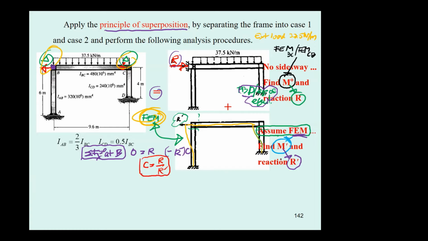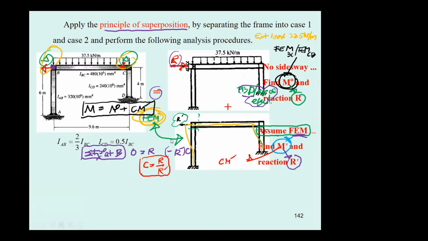And then you come over here and adjust M prime by C times M prime. Now, the actual moment that you are looking for over here will be equal to M naught plus C M prime. That is going to be the end moment of this frame.